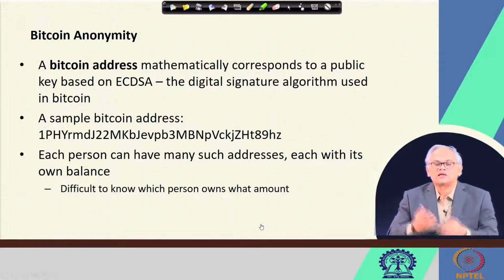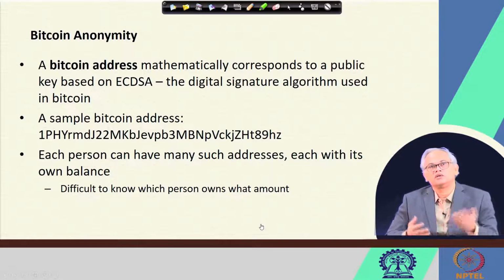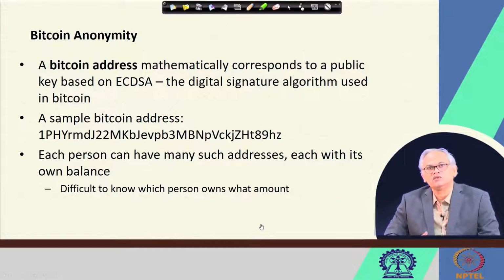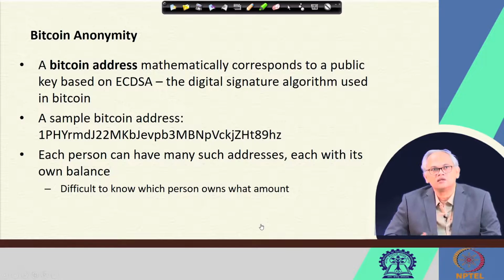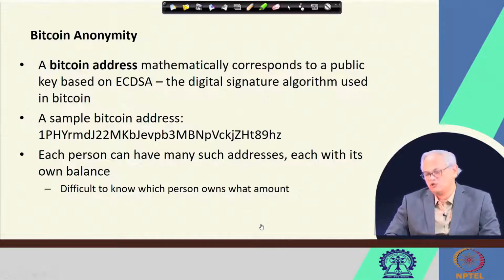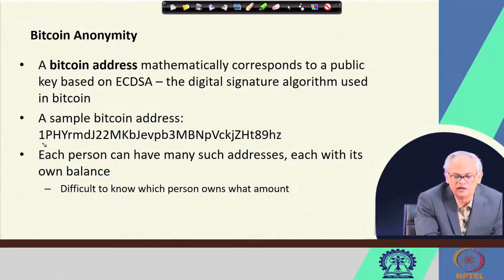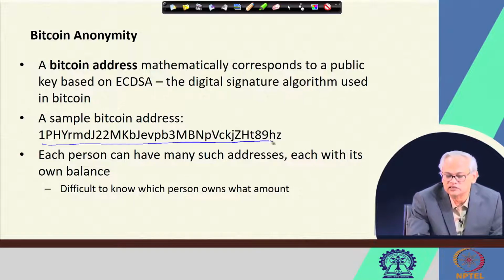So, these are the addresses, as we said, that are generated based on ECDSA, the digital signature algorithm that is used in Bitcoin, and these are some Bitcoin address examples. We said the hashes, and you see that they are shown using some form of encoding, as shown here. So, it is not again just those hex numbers.